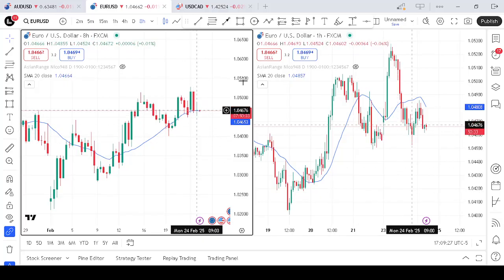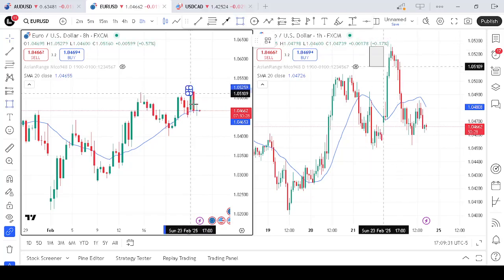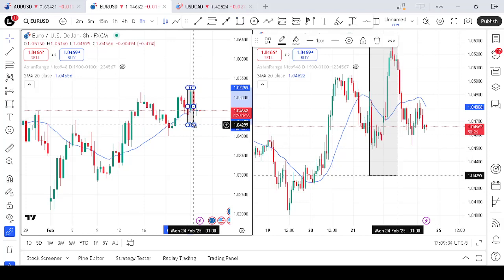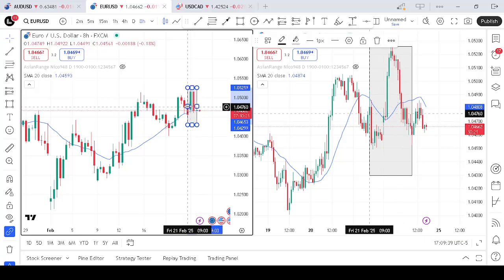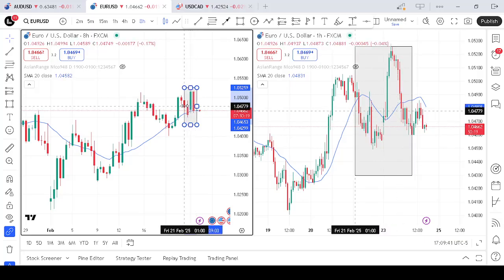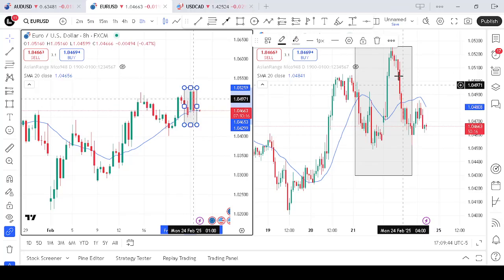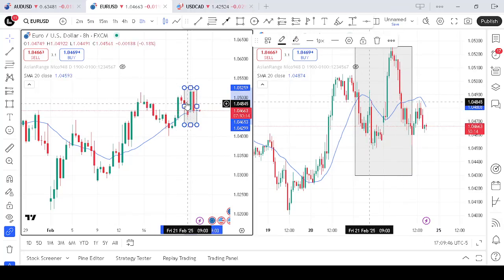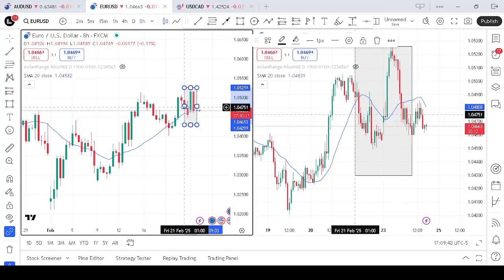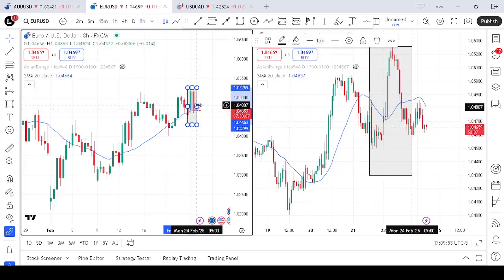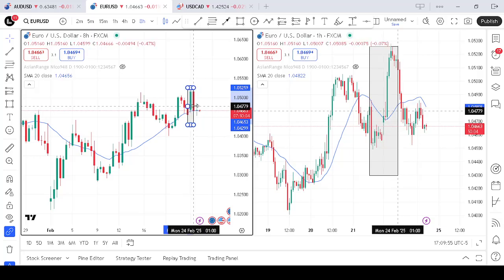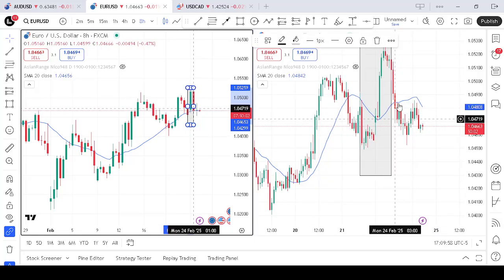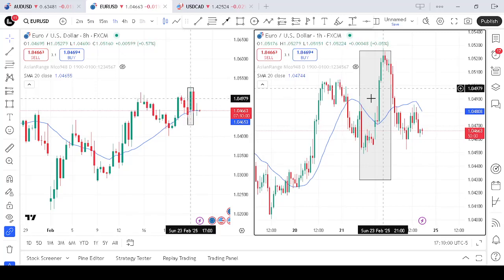Let's look at three 8-hour candles and see the magic that happens in the lower time frame. This is what happens within 3 hours of your time. This is what happened in three 8-hour candles in your 1-hour candle area.